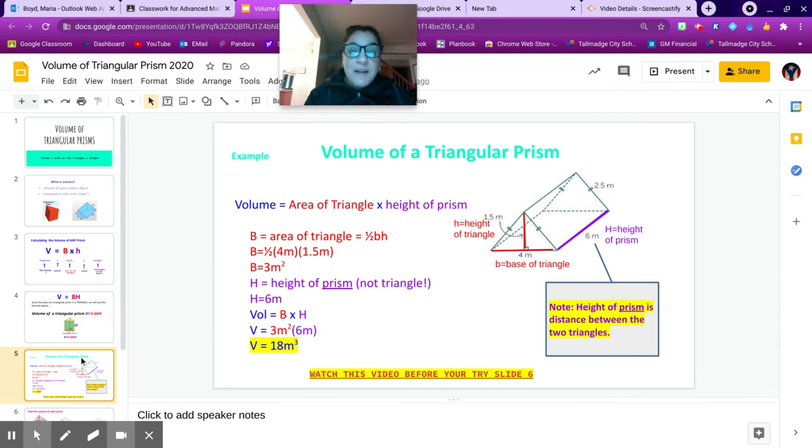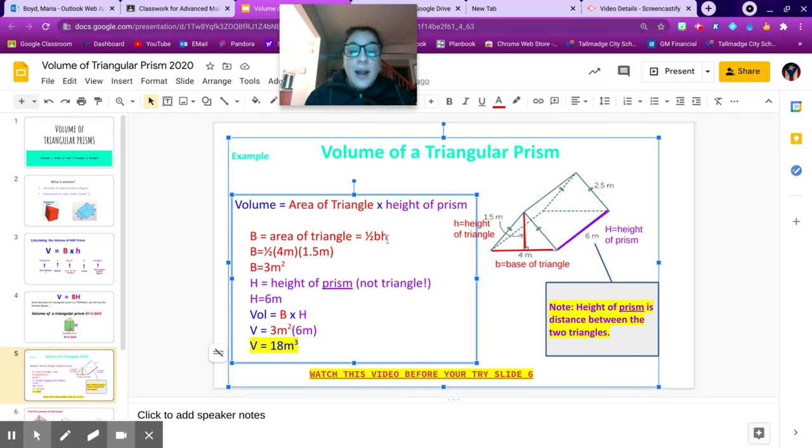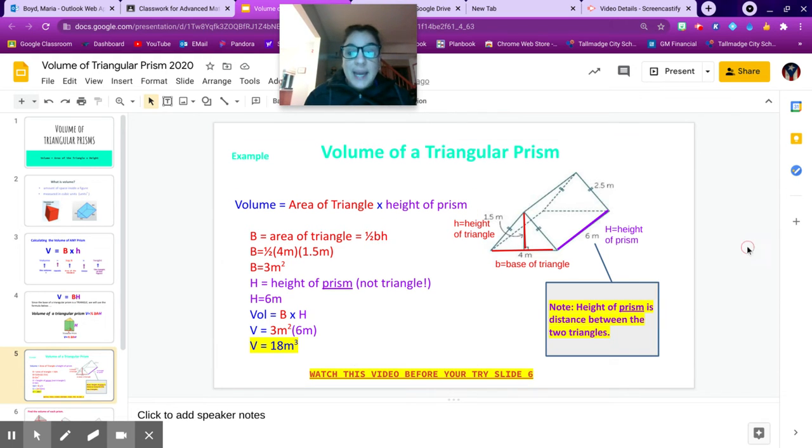Here on slide 5, I have an example for you. This is a triangular prism. I'm going to start by finding the area of the triangle. Remember, to find the area of the triangle, it's 1/2 times base times height. So if I look at my figure here, remember that the base and height of a triangle always form a 90-degree angle. So I see my 90-degree angle right here, and I have it highlighted in red.